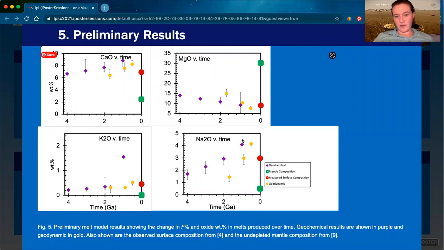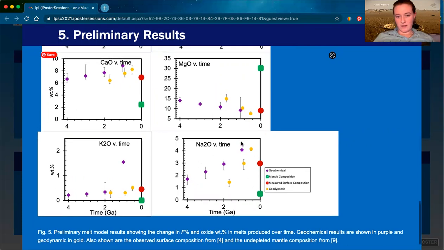And of course, we have error. So what this error means is that, for example, this point right here, this is the value that we calculated, the amount of sodium that's in the melt, but it actually could be up here at the very top of this line or down at the very bottom of this line based on the error that's in the calculation.